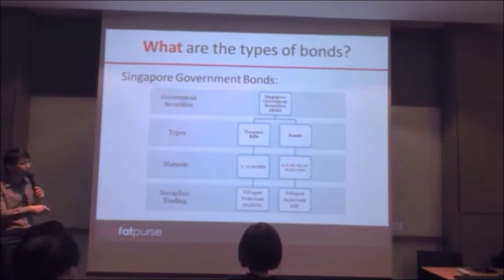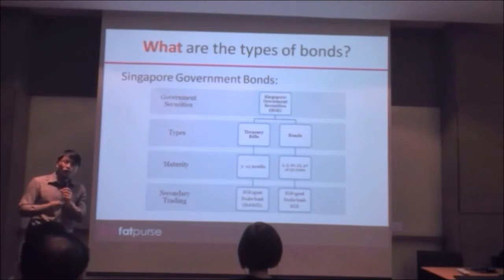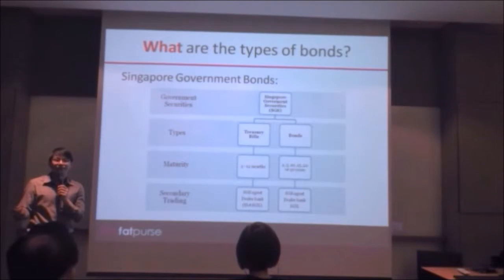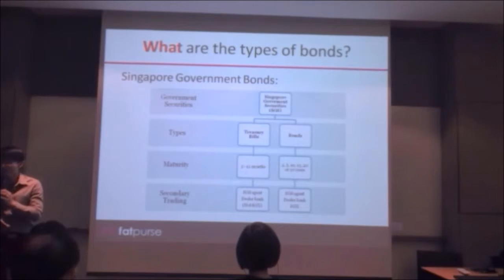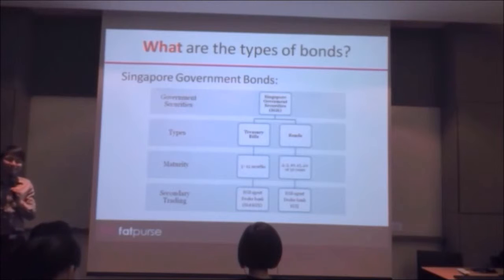But for Singapore government bonds, you are investing for 2 years, 5 years, 10 years, 15 years, or even 30 years. Of course, if you invest in a 30 year bond, you don't expect to hold for 30 years, right? What if one day I need the money? Cannot go to the government, right? So how? You sell, but sell to whom? You sell in secondary trading on SGX.